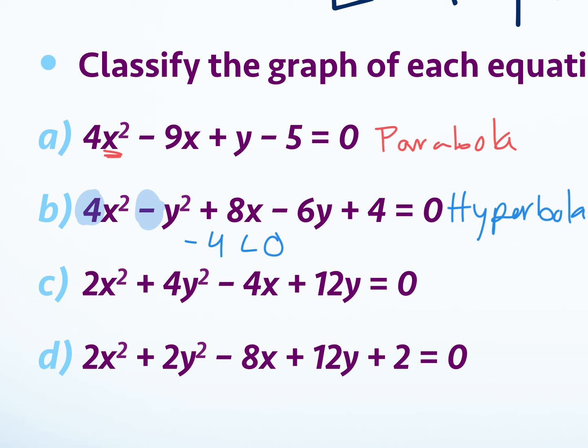For C, what's our A? 2. And what is our C? 4. So 2 times 4 would be 8. 8 is greater than 0. So what would this be? An ellipse.